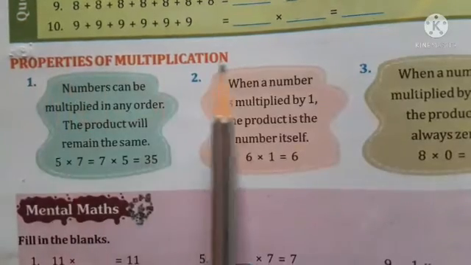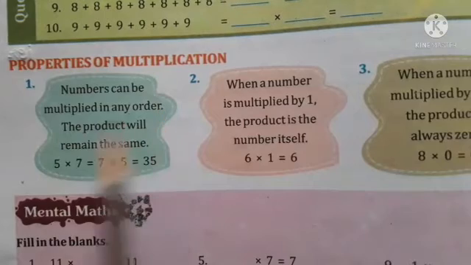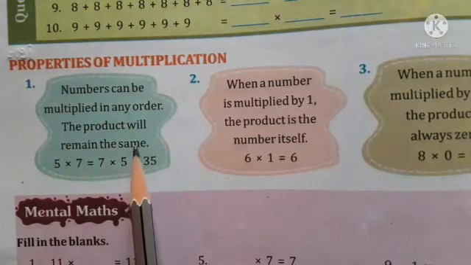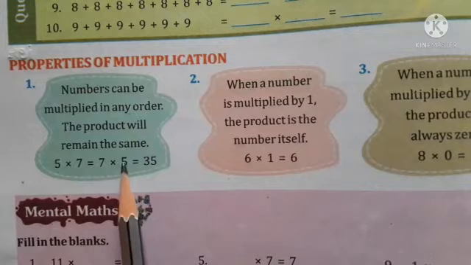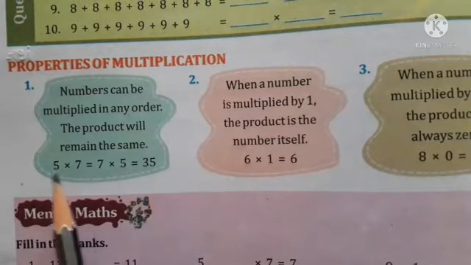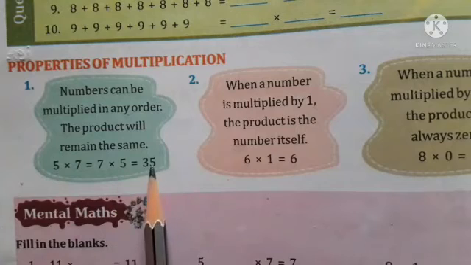Now look at the properties of multiplication. Numbers can be multiplied in any order. The product will remain the same. 5 into 7 equal to 7 into 5 equal to 35. So you can see here, students, whatever the order is, the product will be the same.